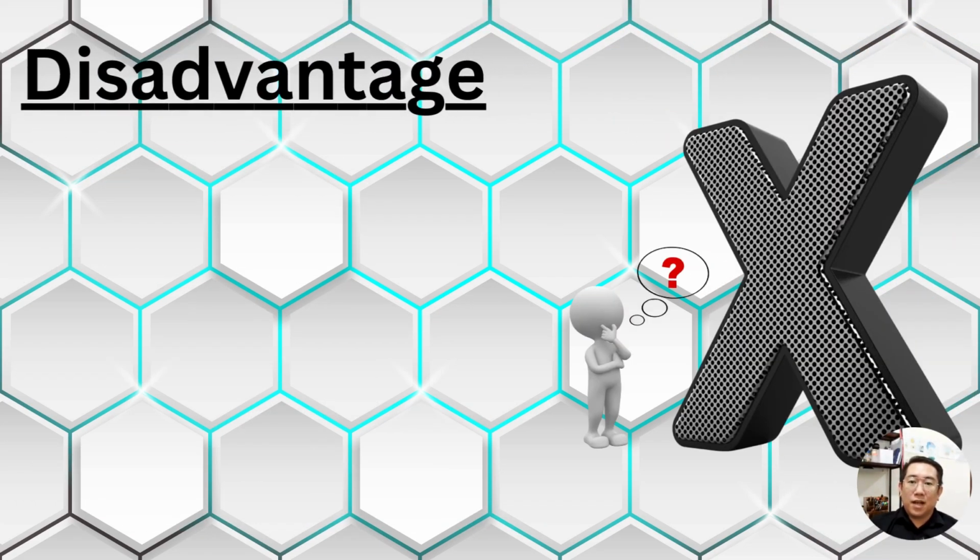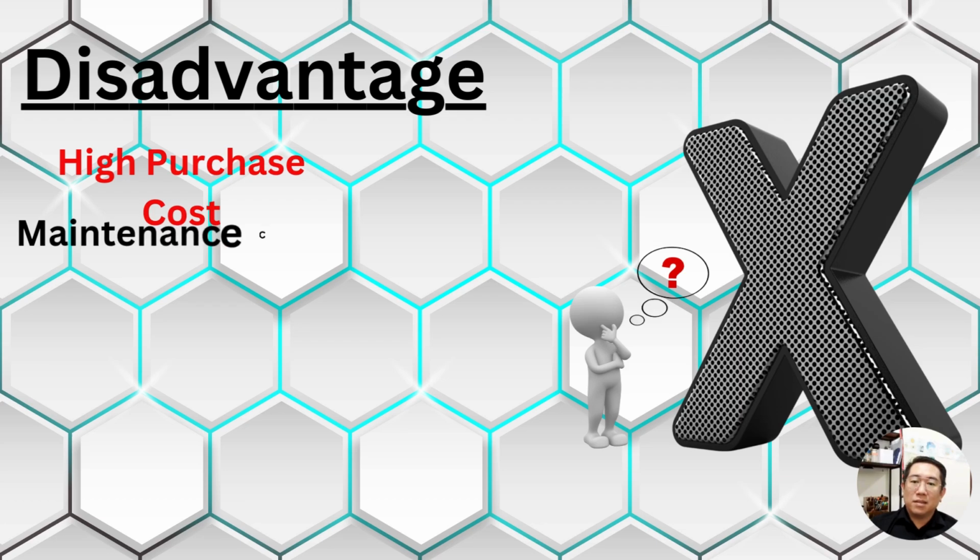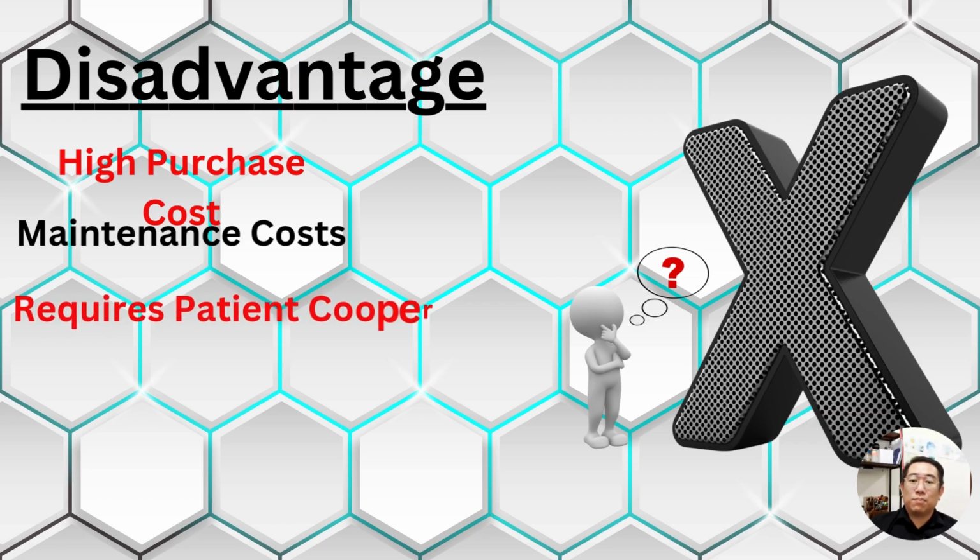The Humphrey Field Analyzer does have some drawbacks. First, it has a high purchase cost, making it less affordable for small clinics. Second, maintenance can be expensive because it needs regular servicing, calibration, and parts replacement like lamps and trial lenses. Third, it requires good patient cooperation. Poor concentration or fixation can affect the results.